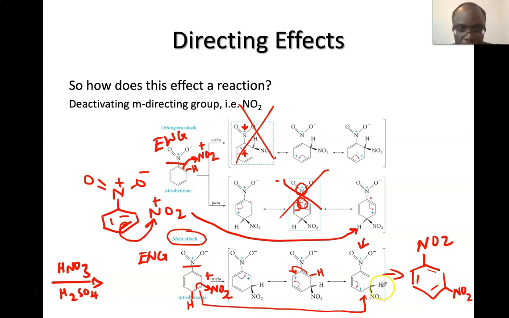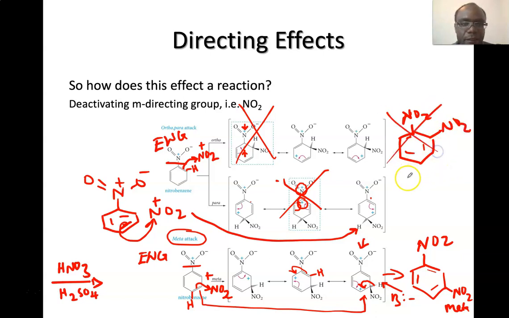Because all we need to do to finish up the reaction is to put a base that will take out this hydrogen and make a double bond. Then you get your final product. So that's sitting on meta. It's rare to see the NO2 put on the ortho position, or in this case, putting the electrophile on the para position.